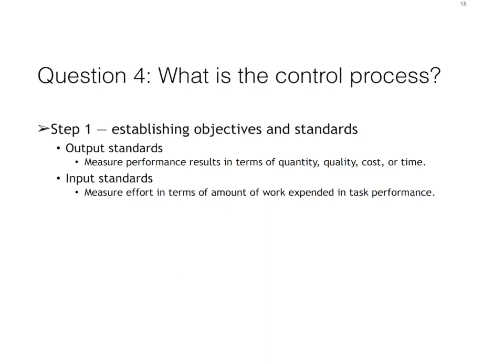In step 1, establishing objective and standard, what we're talking about here is output standard. What are the output standards in management? In management terms, we're talking about quality, quantity, cost, and time. We have standards in 4 terms in management: quantity, quality, cost, and time.